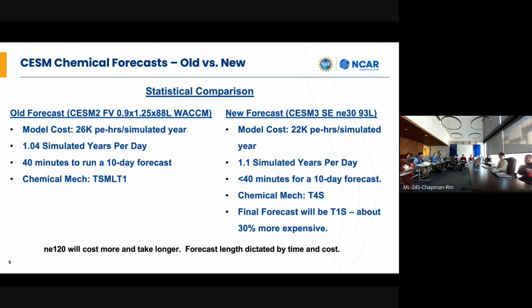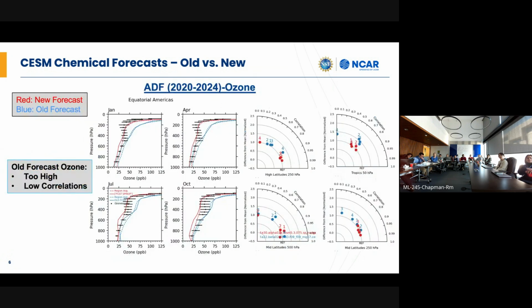And then of course, with the NE120, that's going to cost more and take longer, and we may have to adjust the forecast length down from 10 days to fit it into a reasonable amount of time. And more than likely, I'll probably run these side by side, so we'll have both. And I just wanted to take a few slides to make some comparisons between what we've had with the CESM2 version and then our CESM3 version.